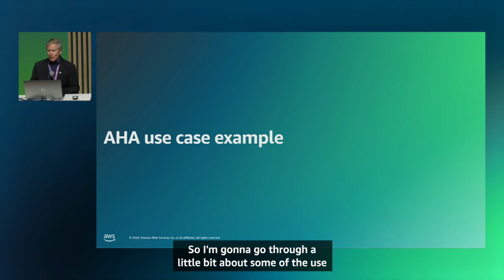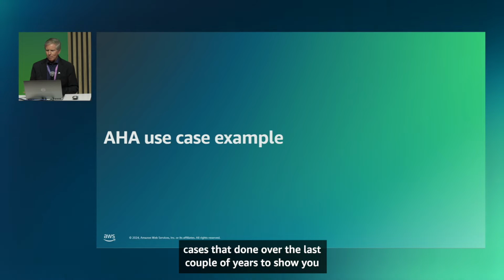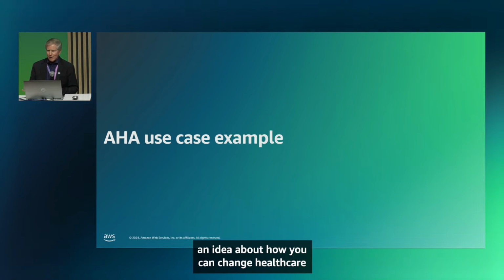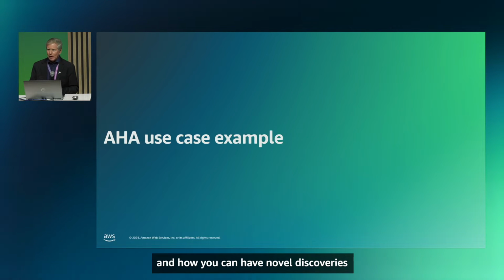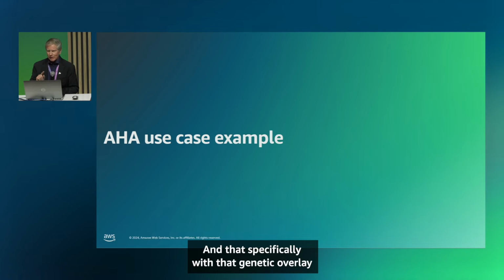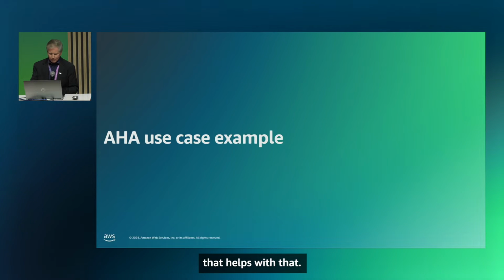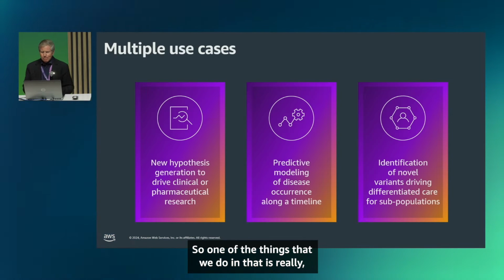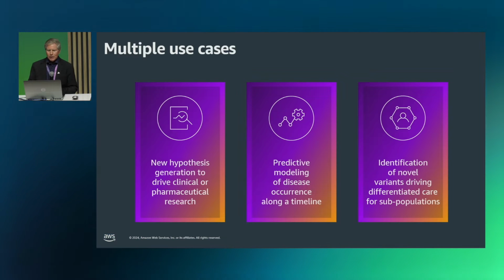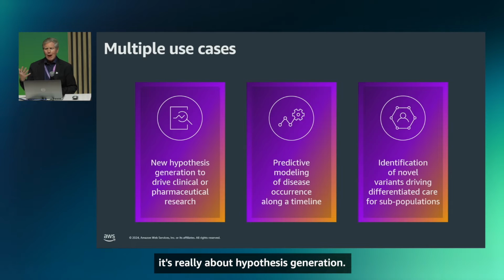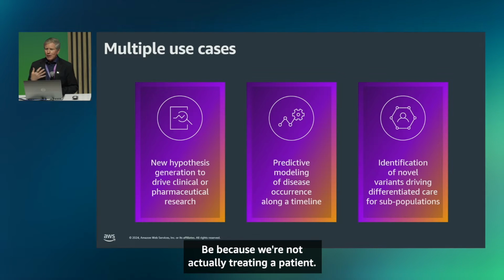So I'm going to go through a little bit about some of the use cases that we've done over the last couple of years to show you an idea about how you can change healthcare and how you can have novel discoveries if you have enough data, and that specifically with that genetic overlay that helps with that. So one of the things that we do, when you have that genetic overlay, it's really about hypothesis generation, right?